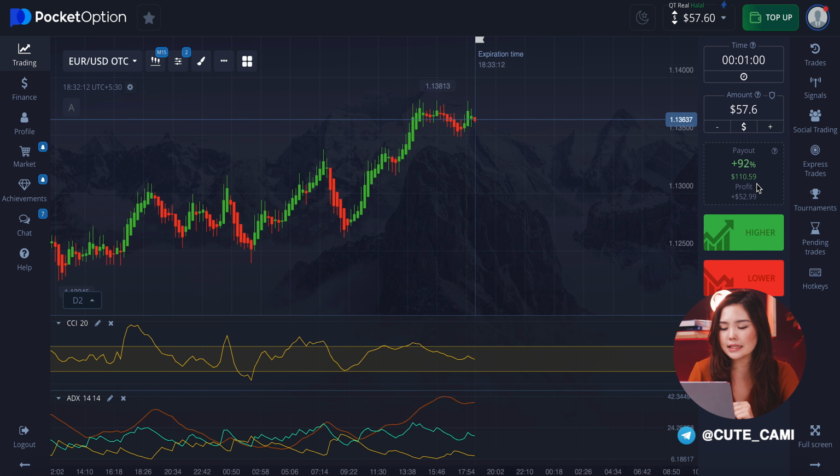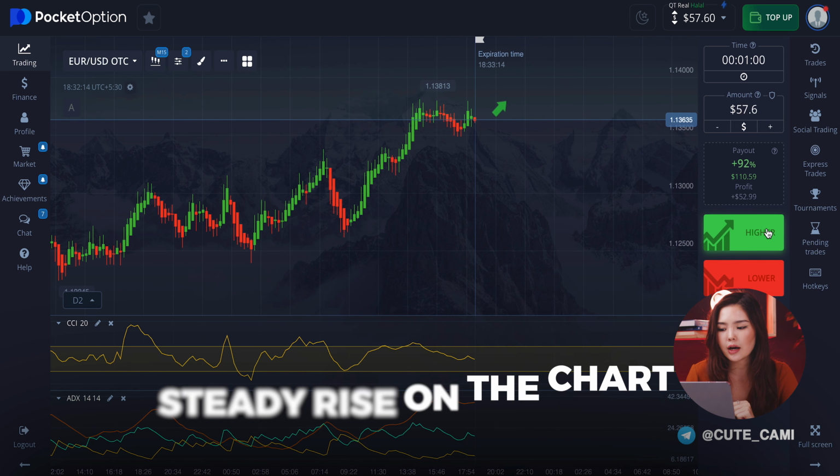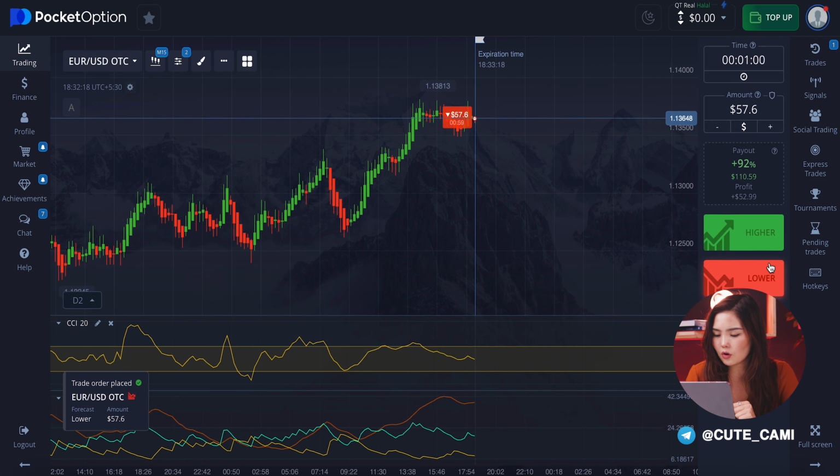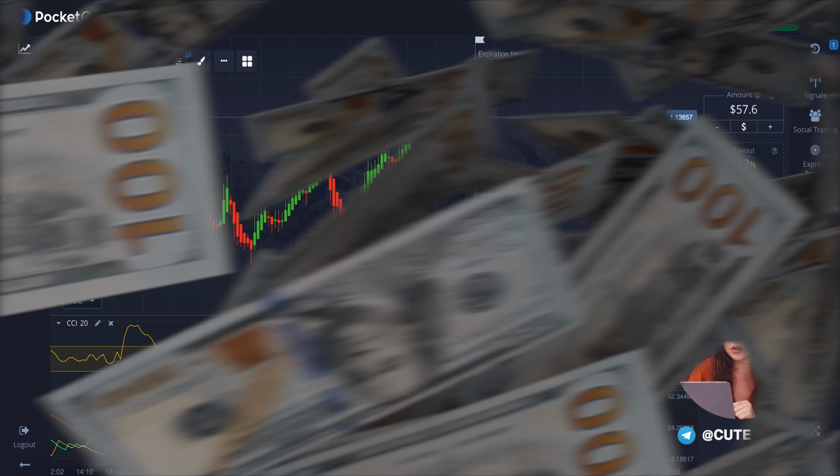When I start the second trade, I notice a steady rise on the chart after several small corrections. Seeing a confident uptrend, I decide to open a deal for an increase in the amount of $57.